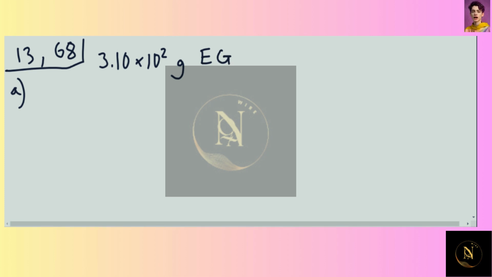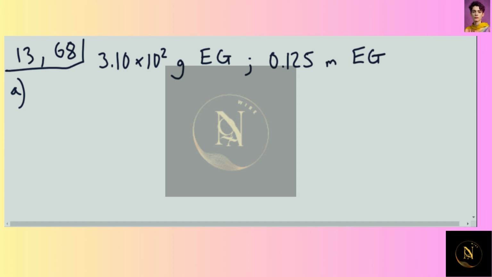So for part A, let's start with the information that we're given. For ethylene glycol, we're given 3.10 times 10 to the 2 grams as the mass of ethylene glycol we're putting into this solution. And our target concentration is 0.125 molality of ethylene glycol. So the question is, how do we prepare the solution?